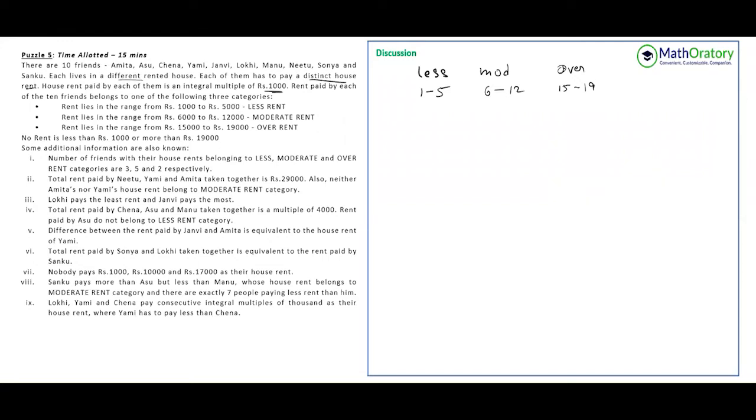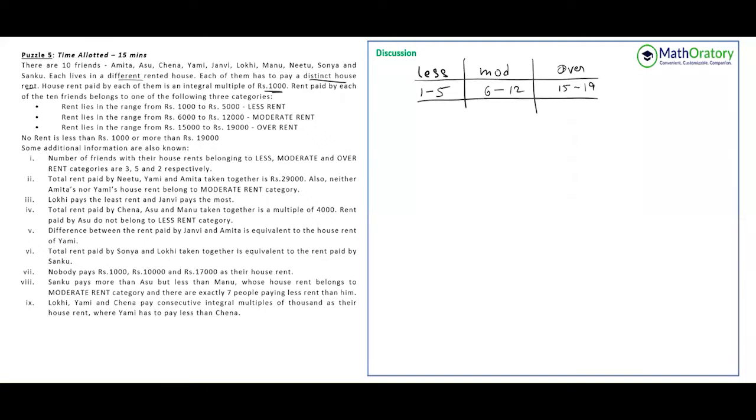Now, whenever there's a disparity like this, more often than not you'll have more things to analyze rather than just looking at it and getting the answer. It says no rent is less than 1,000 or more than 19,000. So these are the three ranges, but that itself is a very big range, right? I mean, 17 numbers for 10 people. Okay, so let me keep that, but that red alert has already happened in my mind. So let me keep this information.